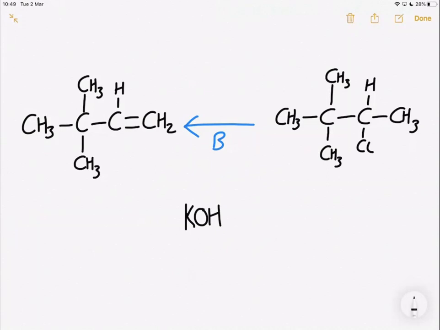Okay? In order to make this change happen, we need to raise the temperature and we need to use a large proportion of ethanol as our solvent. We say we use hot ethanolic potassium hydroxide to make this happen.